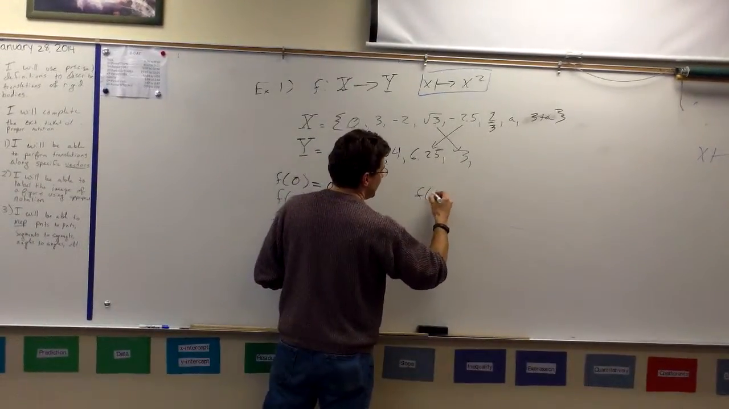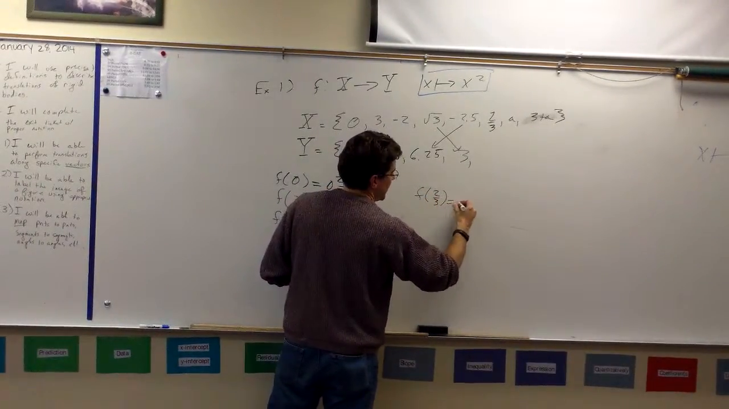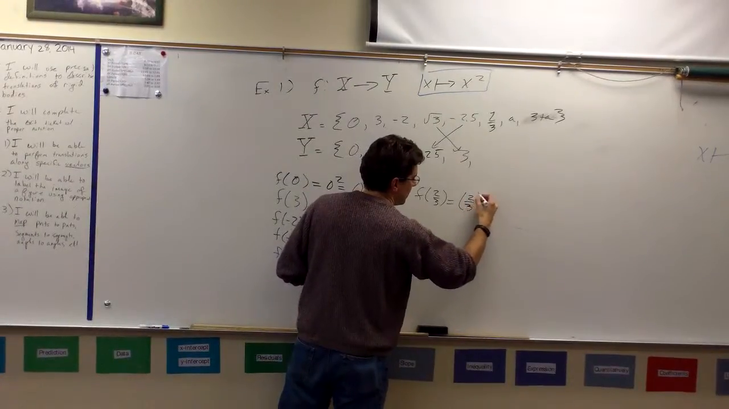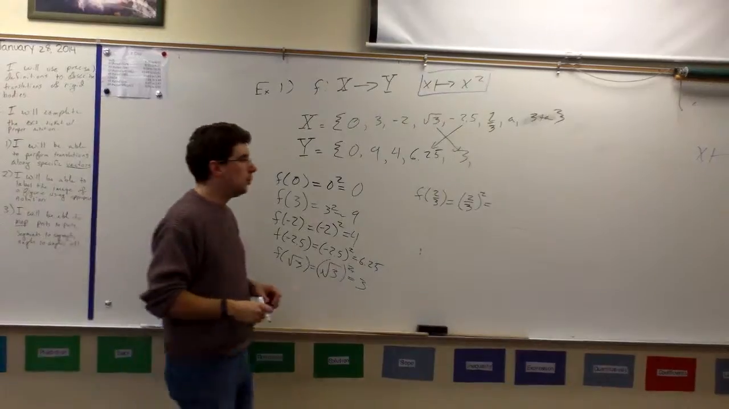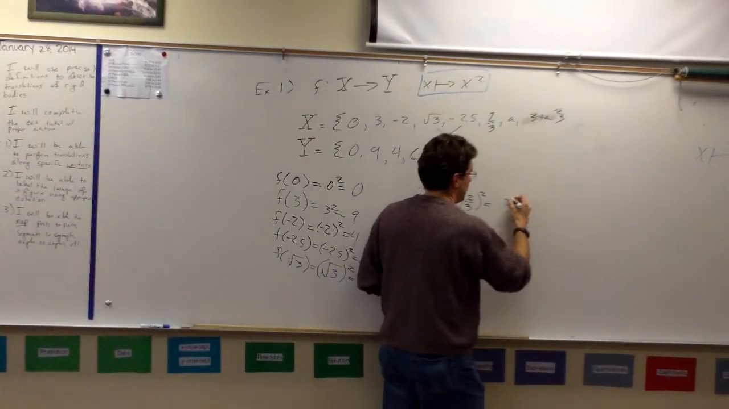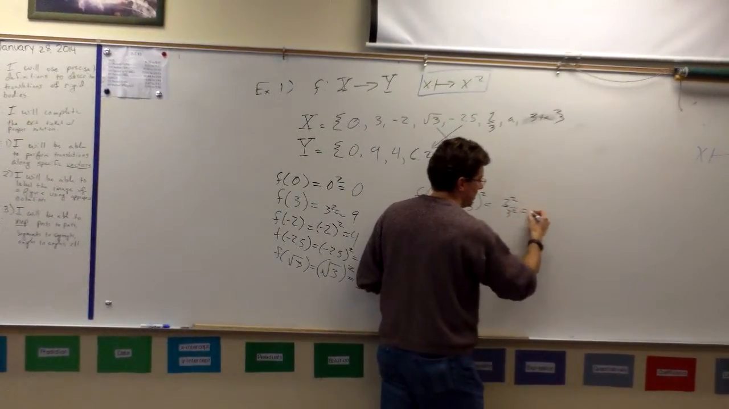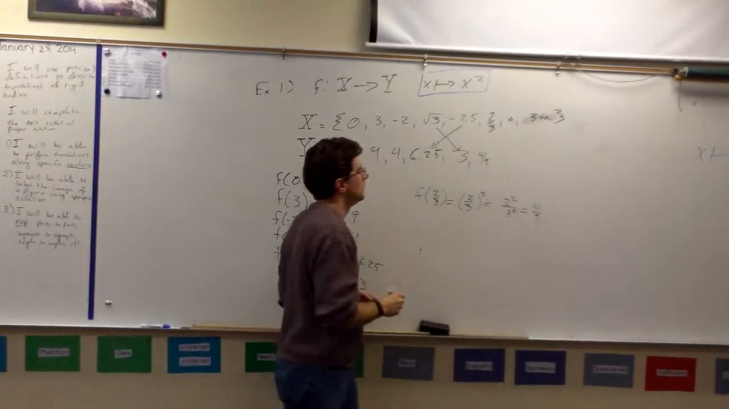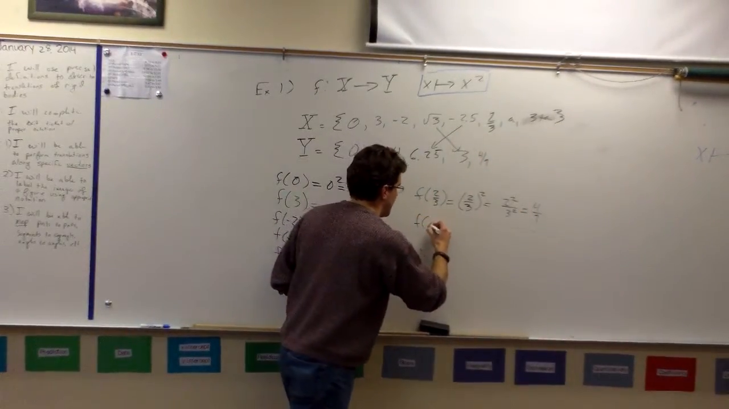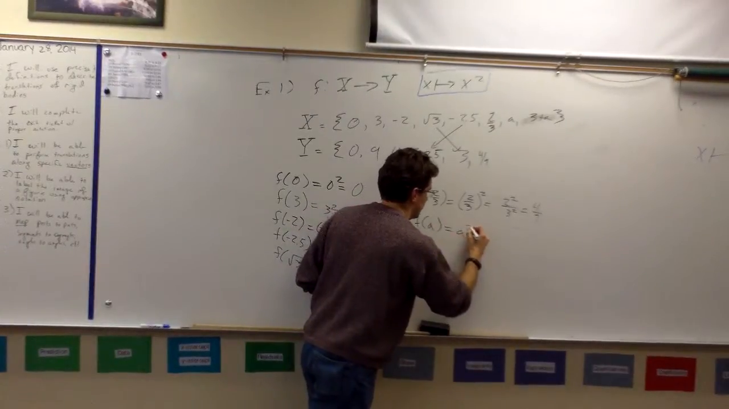So, F of 2 over 3. Be careful here, guys. 4 over 9. 2 over 3 squared becomes 2 squared over 3 squared, which is 4 over 9. Next one, F of A. A squared.